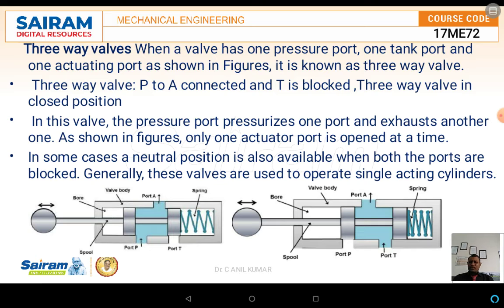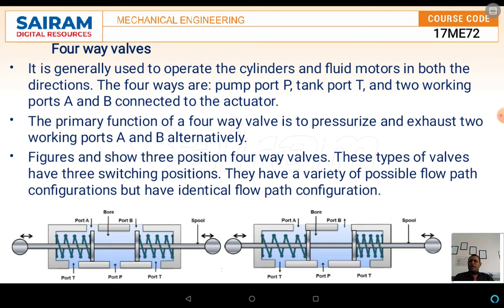The next part we are discussing is with respect to the four-way valve. The four-way valves are another type of valve which consists of four ports, or four ways. The first one is the pump port, represented by P, another is the tank port, represented by T, and the other two are the working ports, represented by A as well as B. The primary function of the four-way valve is to pressurize and exhaust the working ports A and B alternatively. In the sense, it will be continuous, or it may be in a sequential form.